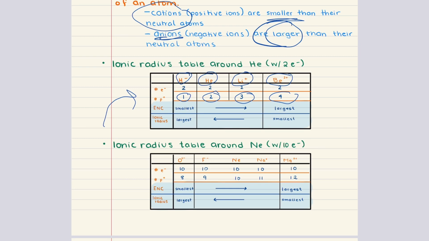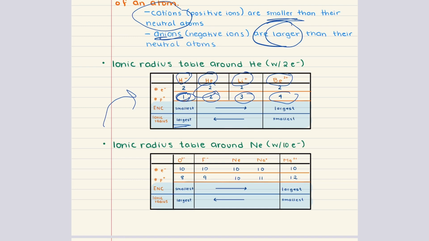So this H minus, this hydride ion, is going to be the largest in this set because it has the fewest protons, just 1, attracting the 2 electrons, meaning the electron cloud is going to be more spread out. Then we have neutral helium. This has 2 protons pulling in the 2 electrons. It's going to be slightly smaller than the hydride ion. Then there's the lithium plus ion. This has 3 protons and only 2 electrons.